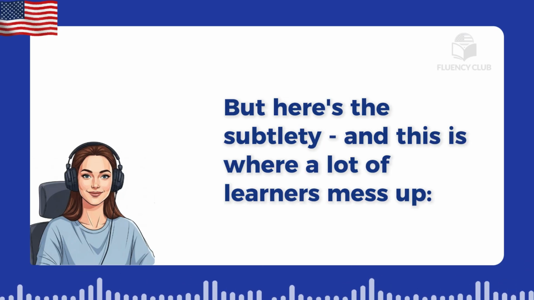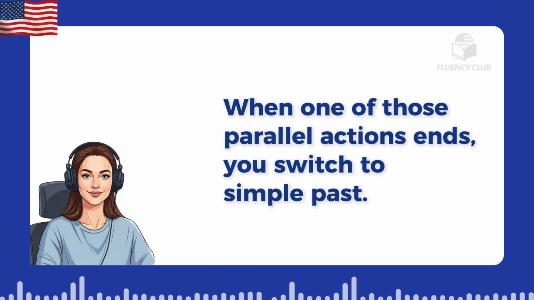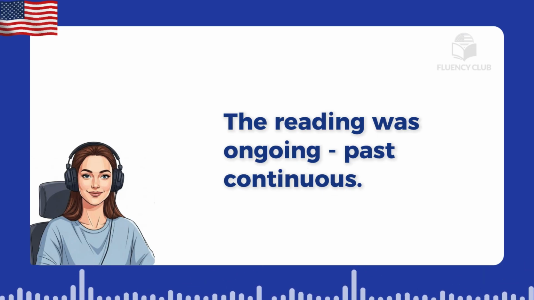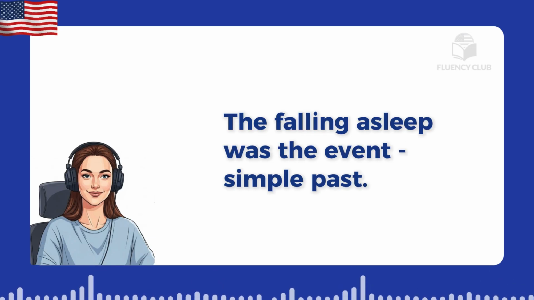But here's the subtlety, and this is where a lot of learners mess up. When one of those parallel actions ends, you switch to simple past. While he was reading, I finally fell asleep. The reading was ongoing, past continuous. The falling asleep was the event, simple past.